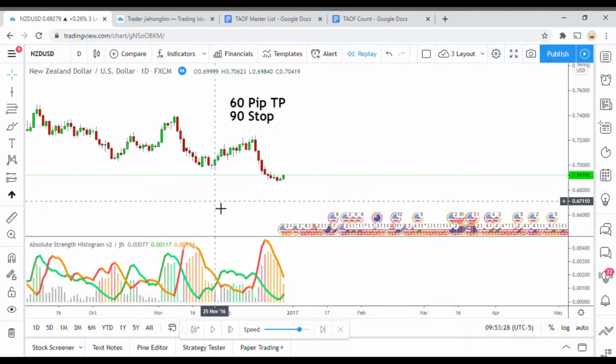Welcome back, viewers. Today we will be testing the Absolute Strength Histogram V2 indicator.